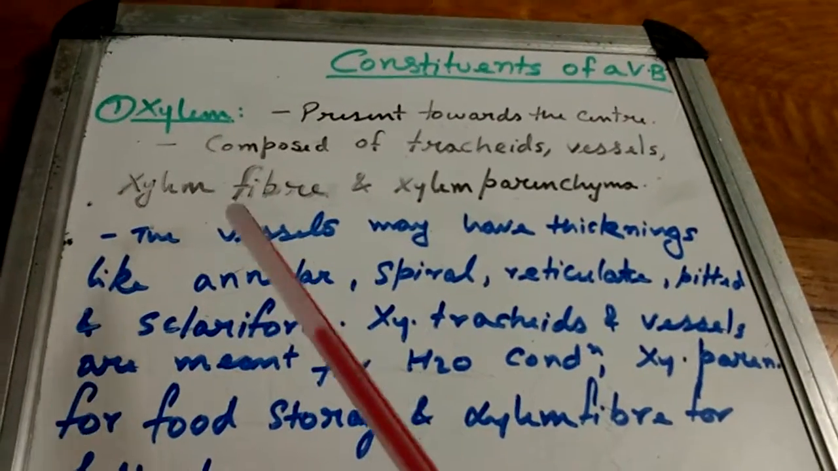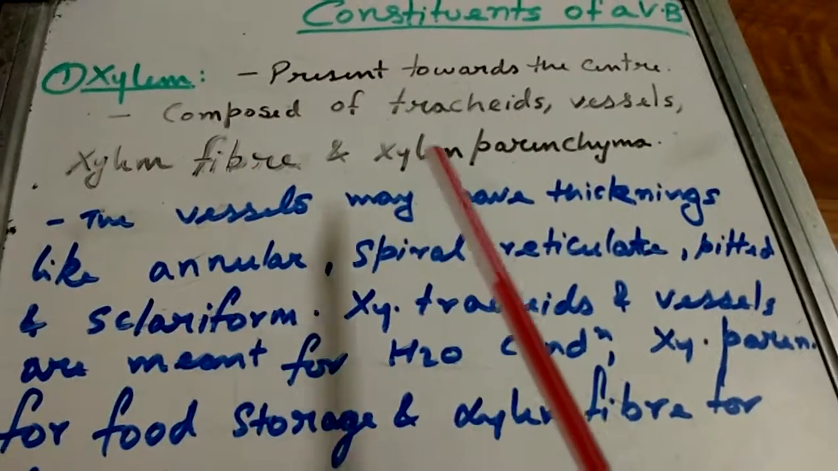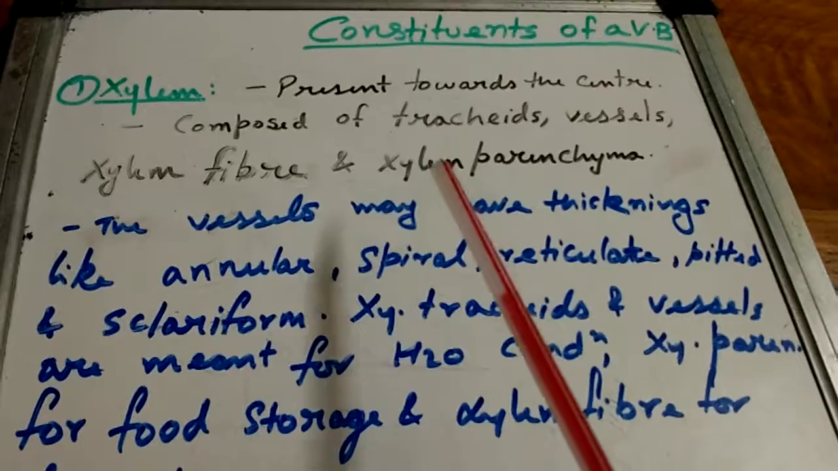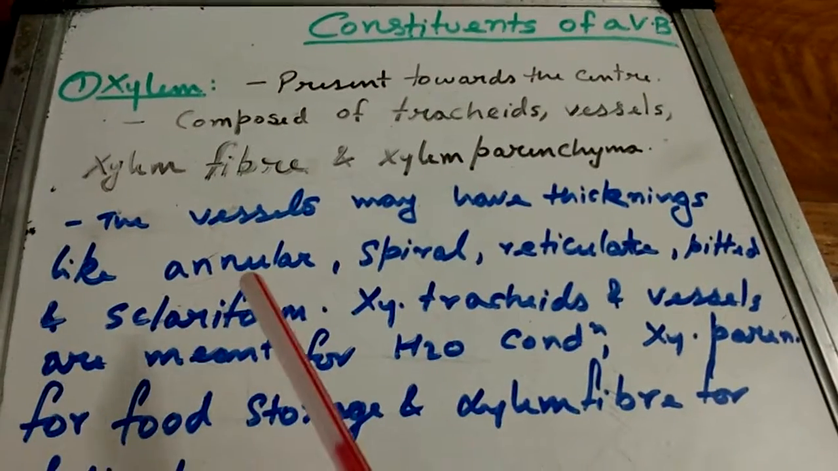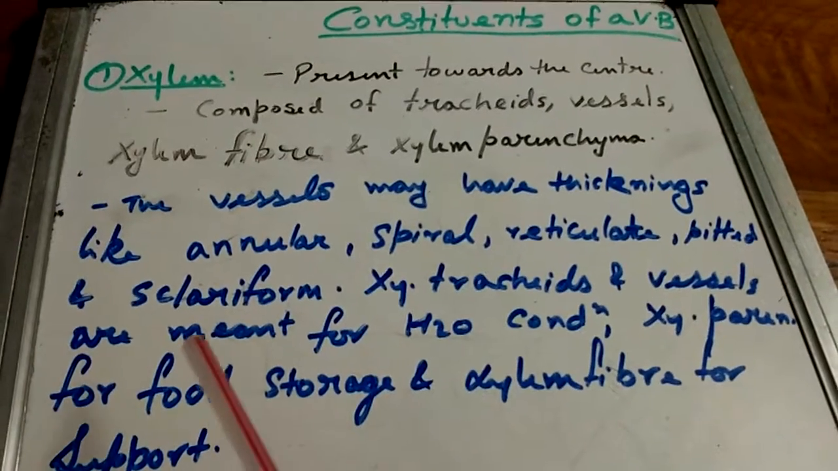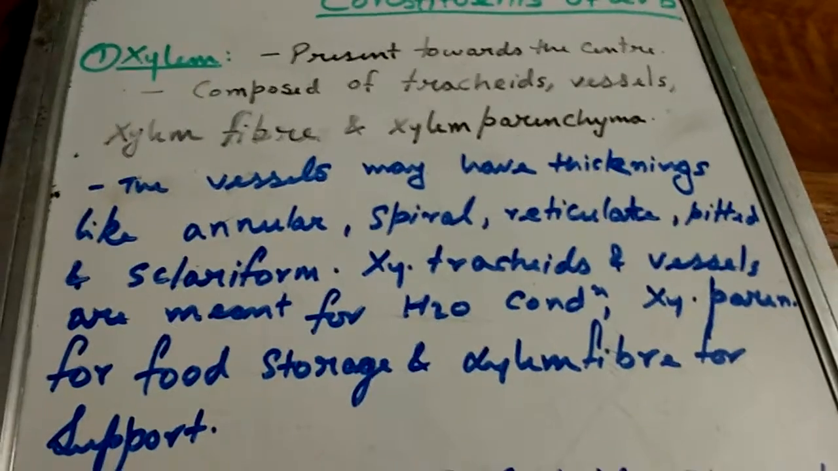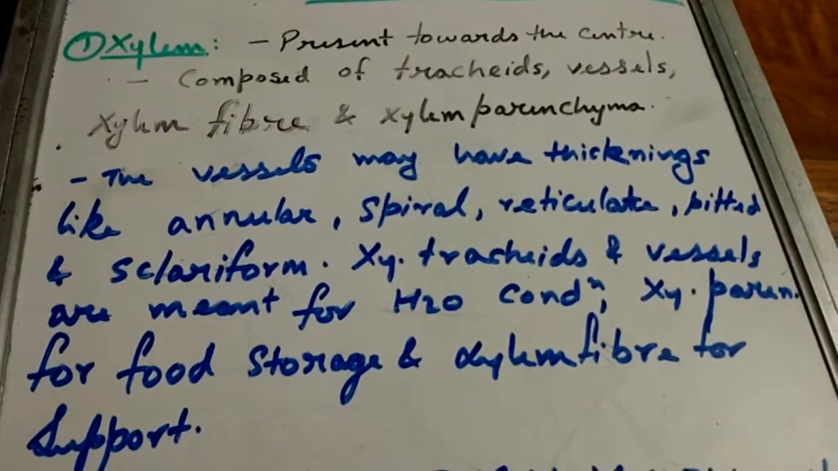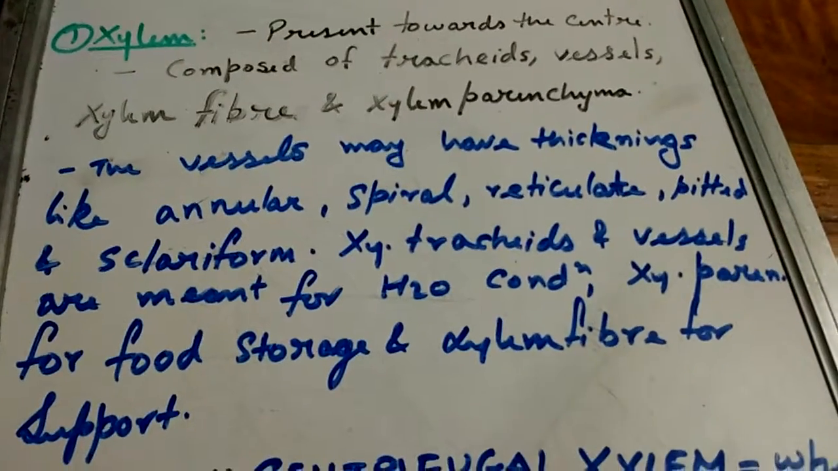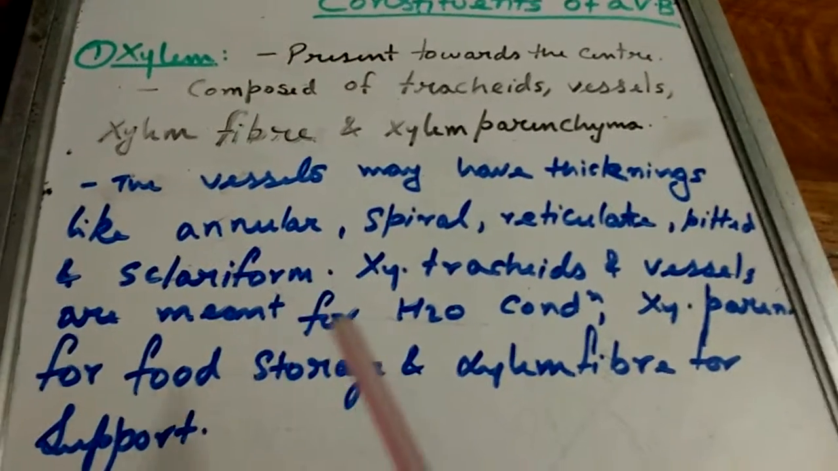First, xylem. It is present towards the center. It is composed of tracheids with xylem fibers and xylem parenchyma. So these are the components of xylem. The vessels may have thickenings like annular, spiral, reticulate, and scleriform. I think these words are not new to you because I have already described these special types of thickenings, and these are also present in the case of xylem vessels.